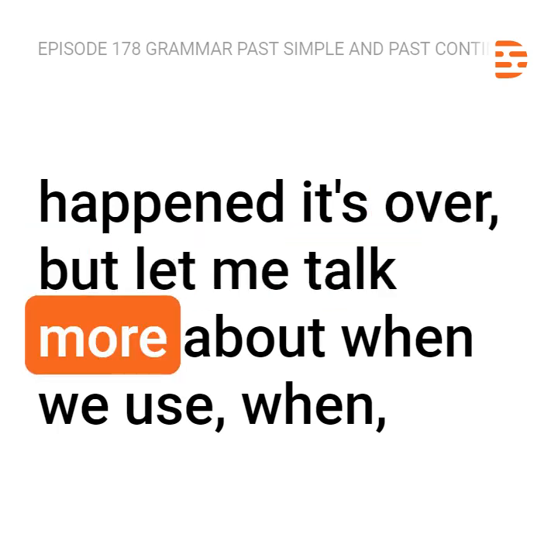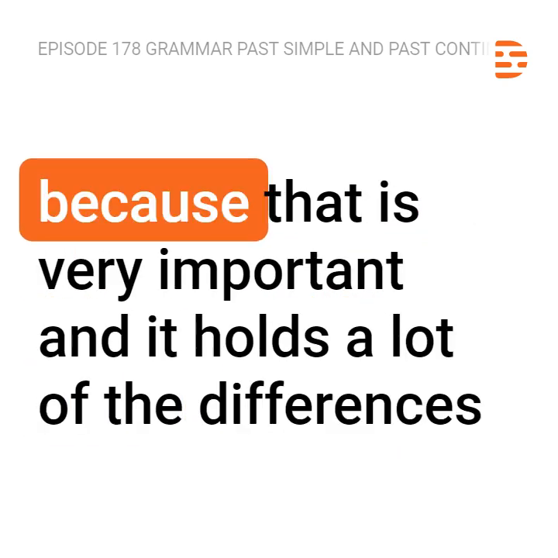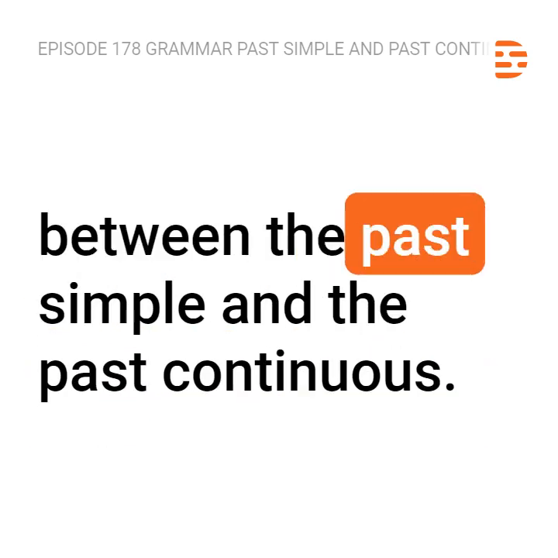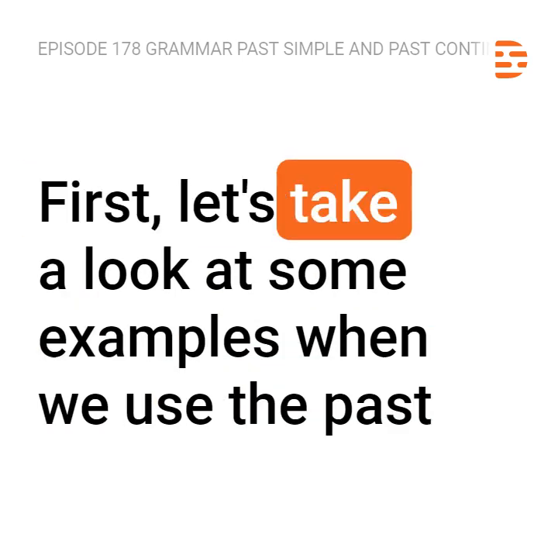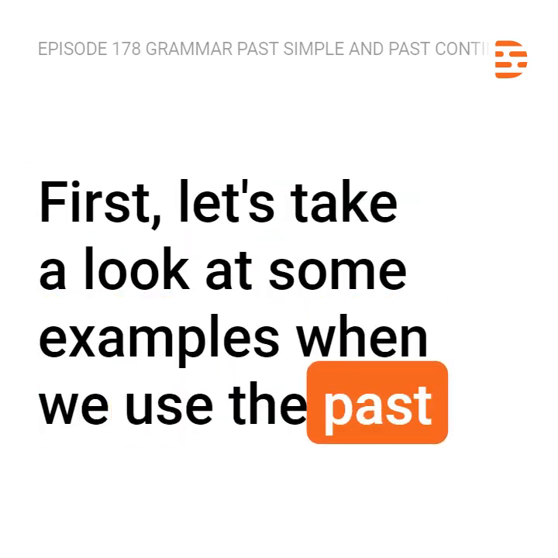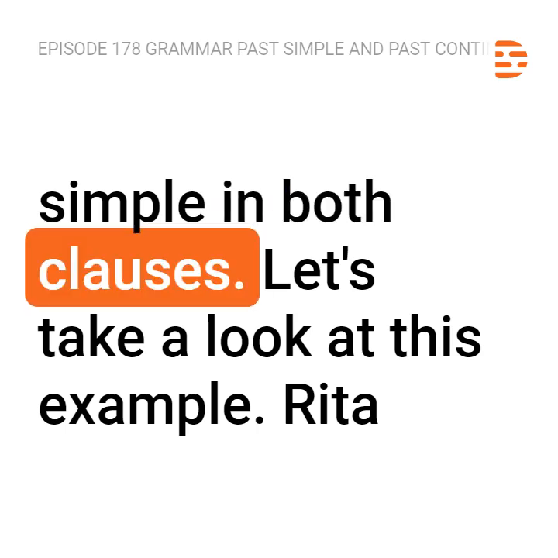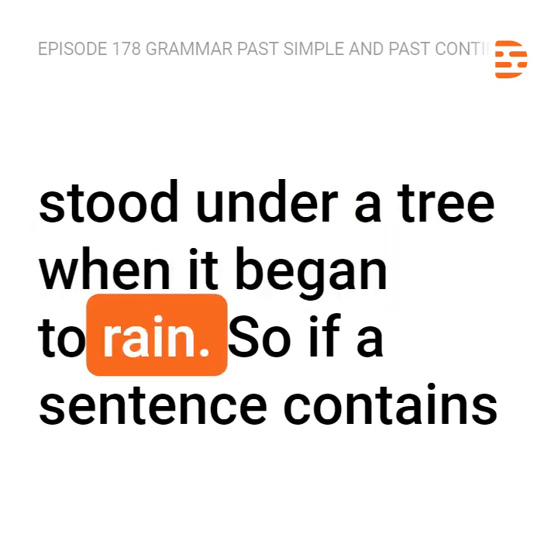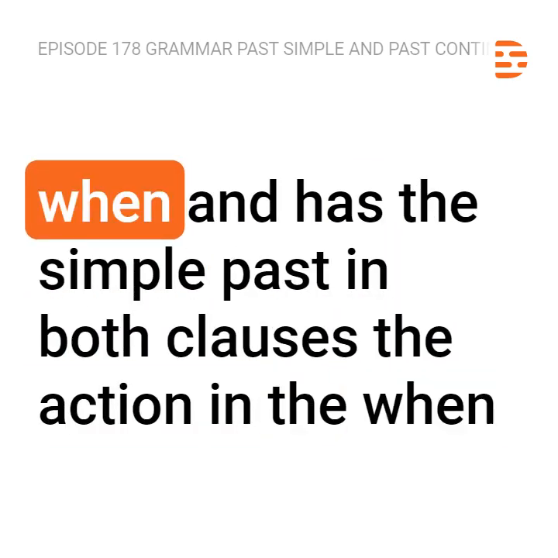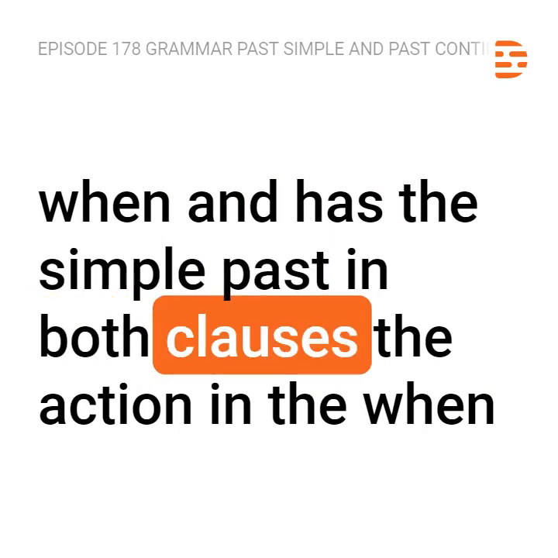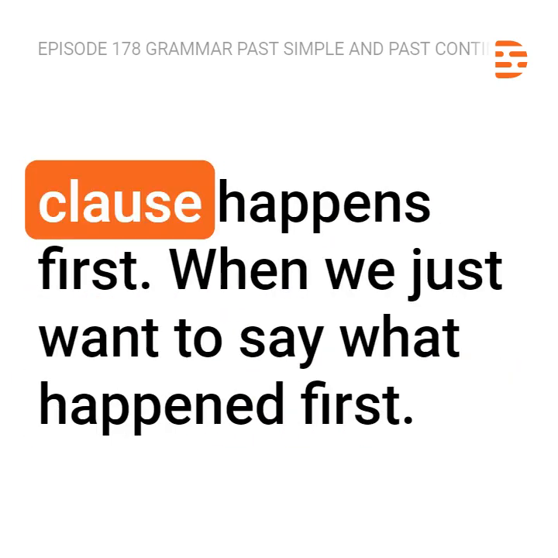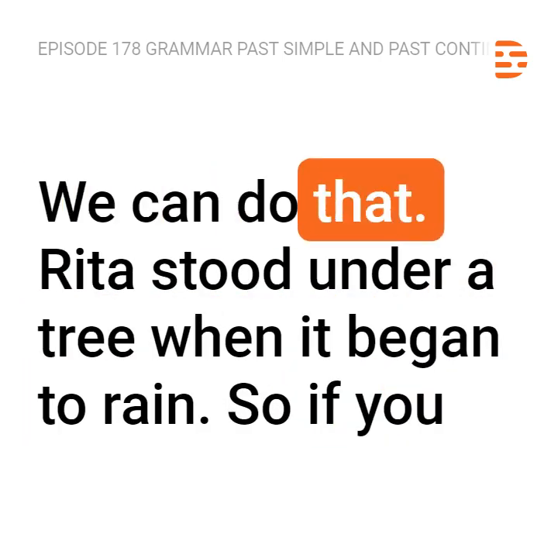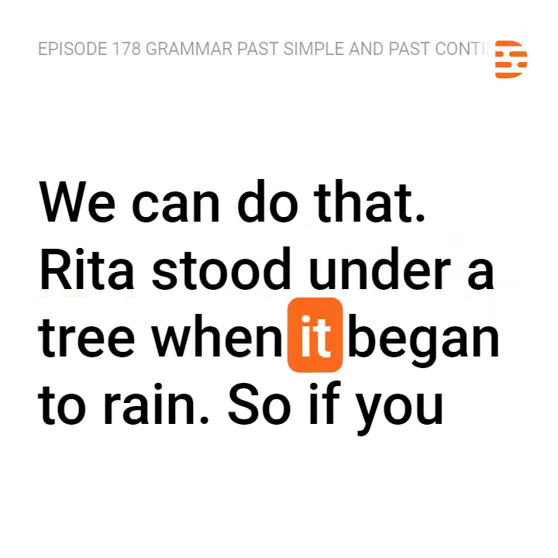But let me talk more about when we use when, because that is very important and it holds a lot of the differences between the past simple and the past continuous. First, let's take a look at some examples when we use the past simple in both clauses. Let's take a look at this example. Rita stood under a tree when it began to rain. So, if a sentence contains when and has the simple past in both clauses, the action in the when clause happens first. When we just want to say what happened first, we can do that. Rita stood under a tree when it began to rain.